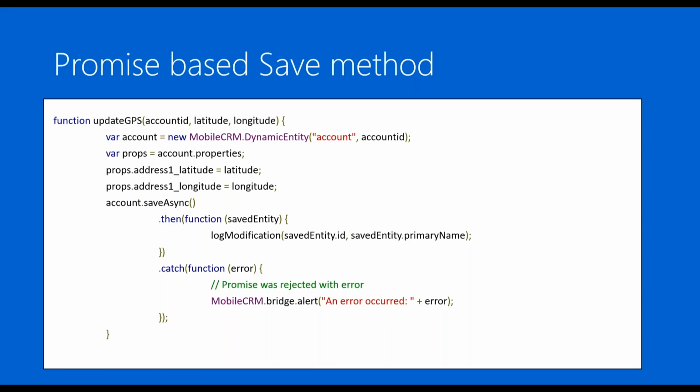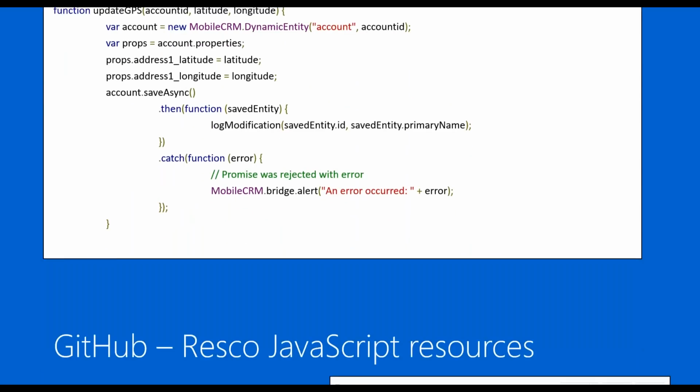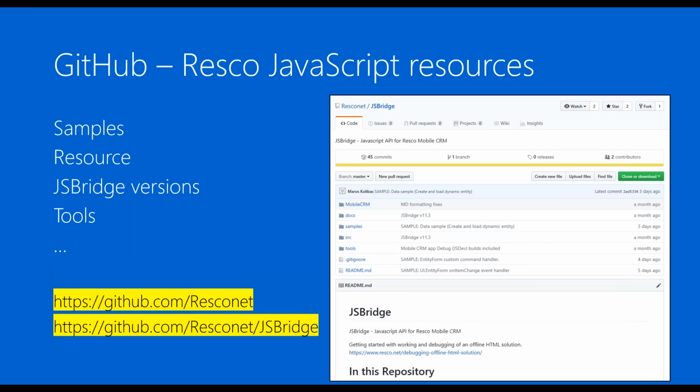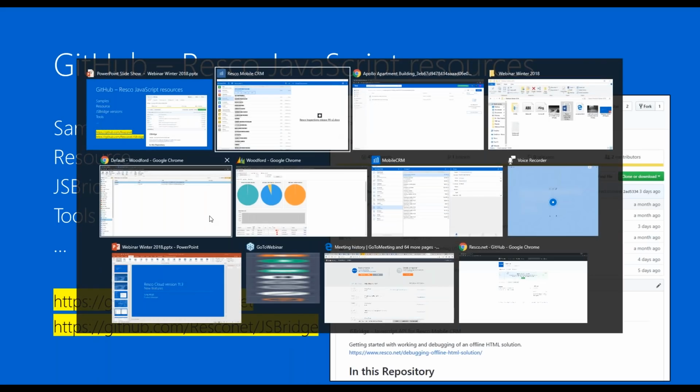And one more thing I want to say about the JavaScript offline HTML is that we have now started using GitHub as the main source of Resco resources, especially when it comes to JavaScript. So I encourage you to go on these links, github.com/resconet or github.com/resconet/jsbridge. And if I again switch to, let me see, here we are, to the link.